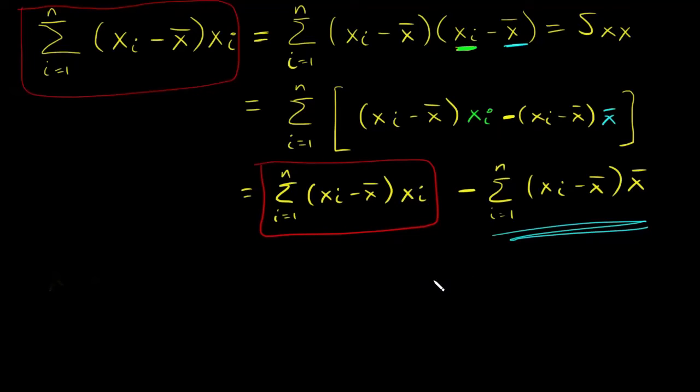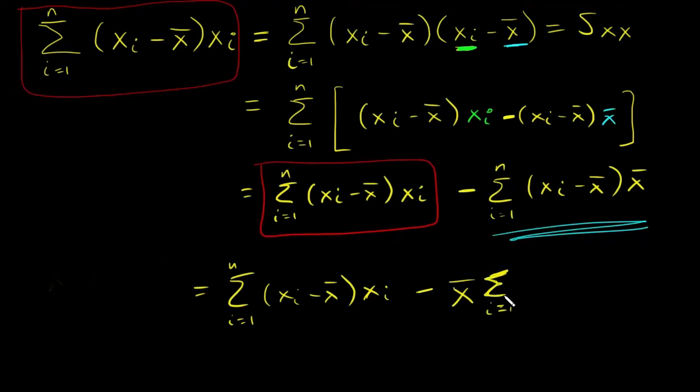So let's go ahead and keep writing. I still have the sum from i equals 1 to n of (xi minus x bar) times xi, and then minus. I can take this x bar, which does not involve an i, so it can be pulled out of the sum. It's like a constant because it does not have i in it.